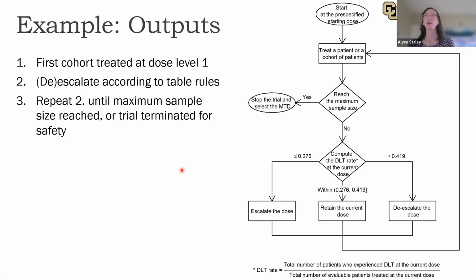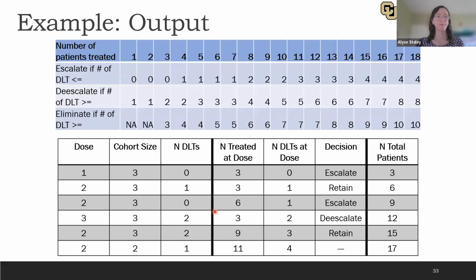We'll then follow the same flowchart where we start with dose level 1 and continue through this, calculating the DLT rate each time until we've either reached the maximum sample size or the trial has to be terminated due to excess toxicity. On the top in blue is the escalation and de-escalation rules table.